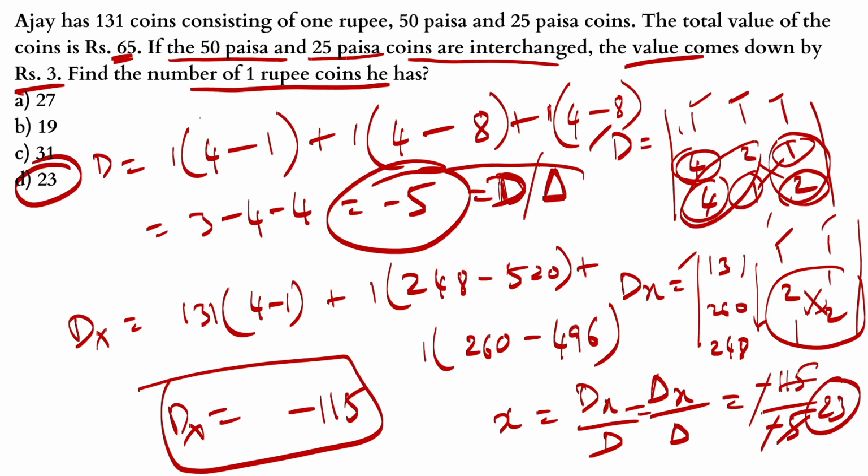23. We are asked to find out only the number of 1 rupee coins. In this case, the rupee coin count is x, the coefficient of x, right? 1 represents the coefficient of x and x represents the rupee coins. So we need to calculate only x. If we were asked to find the number of 50 paise coins, then we would take the value of det of y. Or if we were asked to find the number of 25 paise coins, then we would take det of z. So accordingly we will substitute.